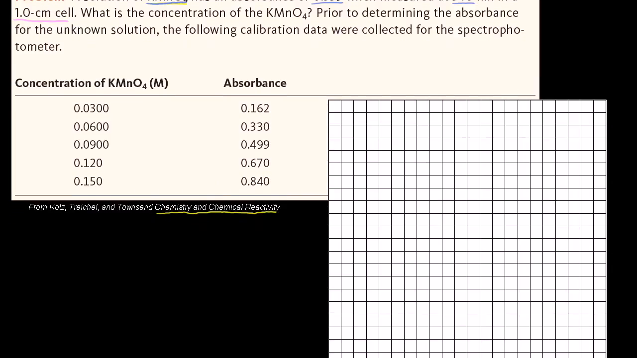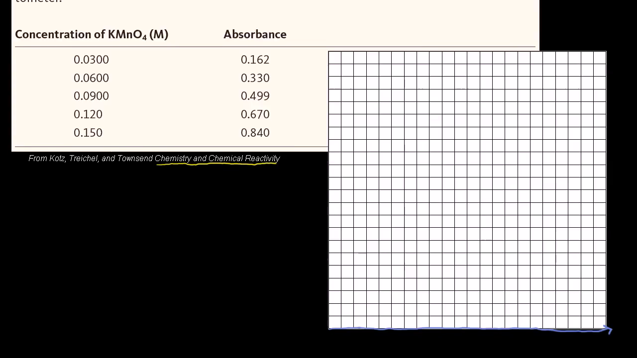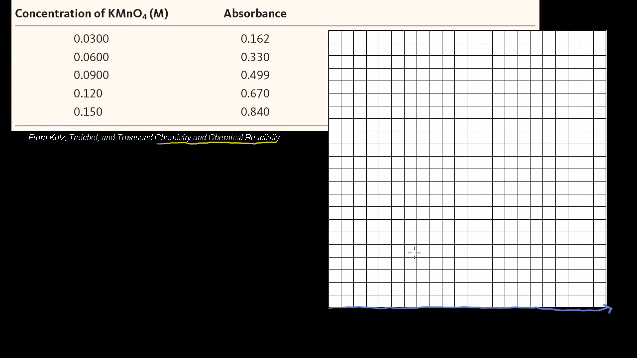Let's plot our concentrations first. So this axis, the horizontal axis, will be our concentration axis. I'll draw the axis in blue right there. That is our concentration. Let me scroll down a little bit more. I just need to make sure I have all this data here. So this is concentration in molarity. And let's see, it goes from 0.03 all the way to 0.15.